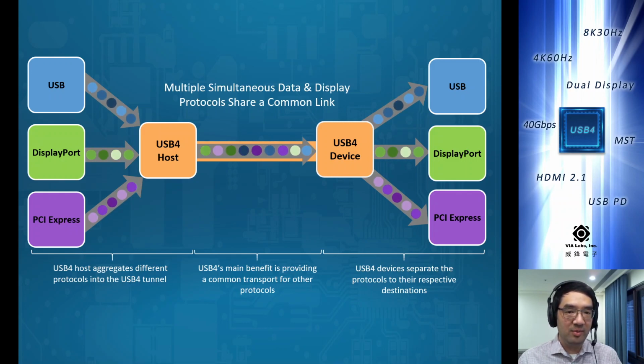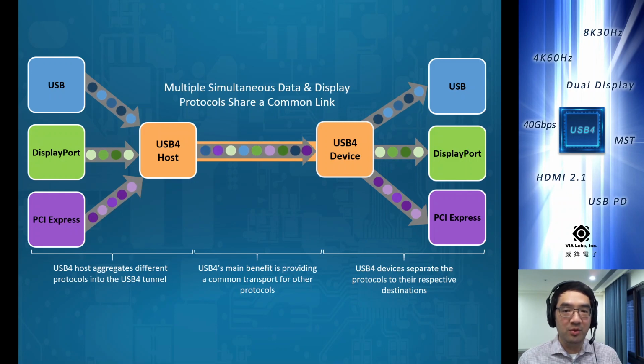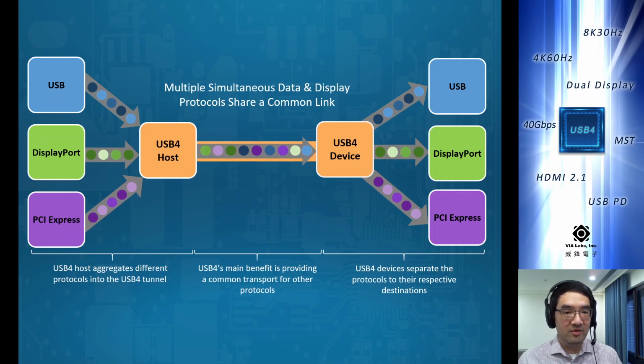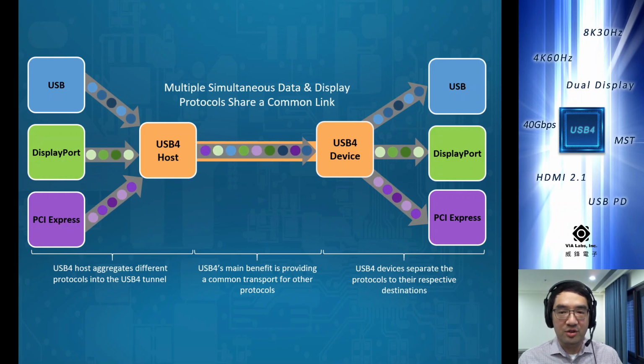So in terms of performance, USB 4 offers a minimum of 20 gigabits per second of bandwidth, and the maximum aggregate bandwidth is 40 gigabits per second. It's important to note that since USB 4 is a tunneling protocol, you cannot exceed the performance of the individual tunneled protocols. USB 4 version 1 defines tunneling for USB 3.2, DisplayPort 1.4, and PCIe Gen 3.